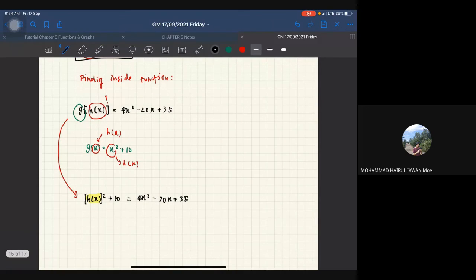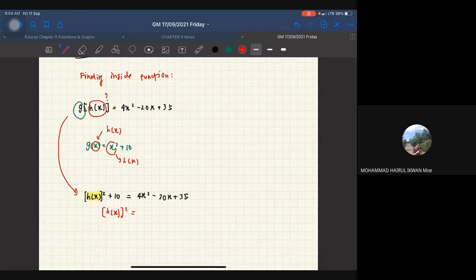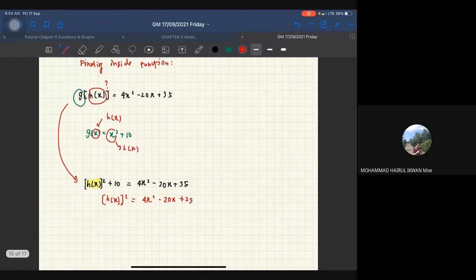Okay, so you are going to have, pindahkan 10 ke sebelah kanan. So awak akan ada hx square is equal to 4x square minus 20x, and then 35 minus 10 is equals to 25. Plus 25. Okay, so kat belah kanan ni sekarang kita ada quadratic. So quadratic, cuba awak try dulu factorizekan dia. Apa yang awak akan dapat? What do you get when you factorize this one on the right?